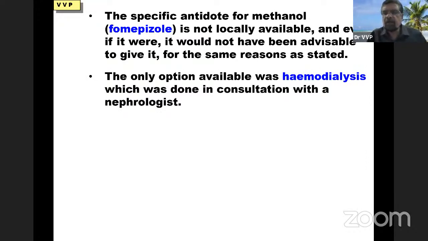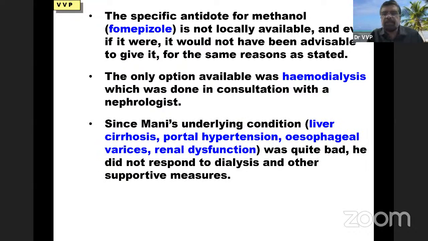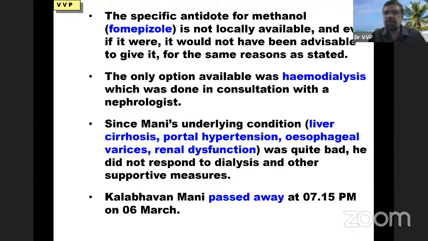And that was done on Kalaban Mani in consultation with a nephrologist. But after beginning hemodialysis, it was felt that it was going to be dangerous because there are some complications that can arise. And since this particular individual was already having underlying serious health conditions like liver cirrhosis, portal hypertension, esophageal varices, renal dysfunction, all that, dialysis was not really the ideal option. Virtually, we were left with not many options of treating Kalaban Mani because his condition was so far advanced. And though at least one round of dialysis was attempted, it was not all that beneficial. And unfortunately, Kalaban Mani passed away despite all best efforts on the part of the clinical team on 6th March.